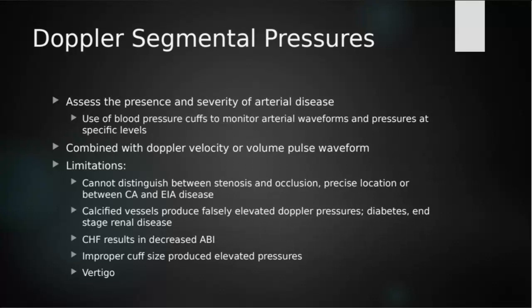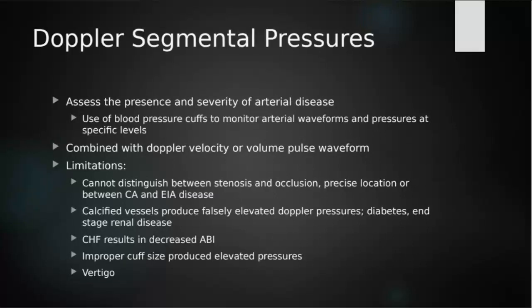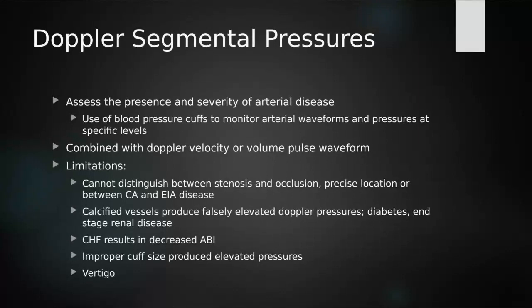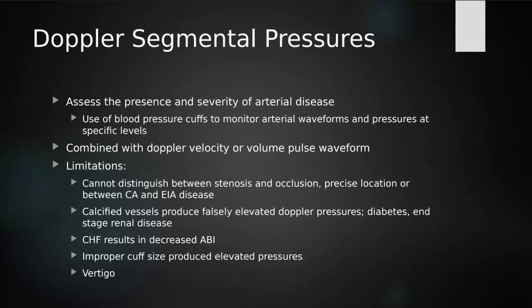Congestive heart failure is also going to result in a decreased ABI reading. We'll talk about ABIs. It's a little bit more of a basic version of Doppler segmental pressures. ABI stands for ankle brachial index. And then also improper cuff size can produce abnormal pressure readings. And also our patients can get vertigo. We have to have our patient laying completely supine, so we need to make sure that if they are feeling dizzy, that we can address them as quickly as possible.